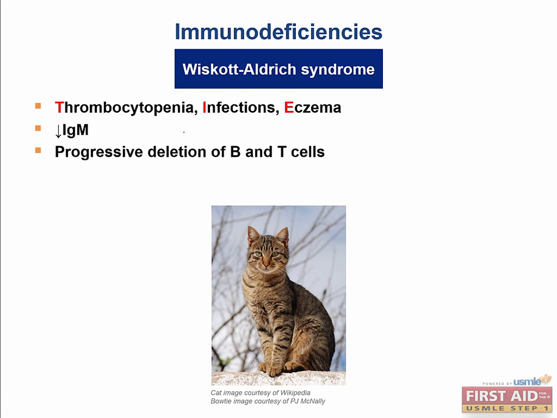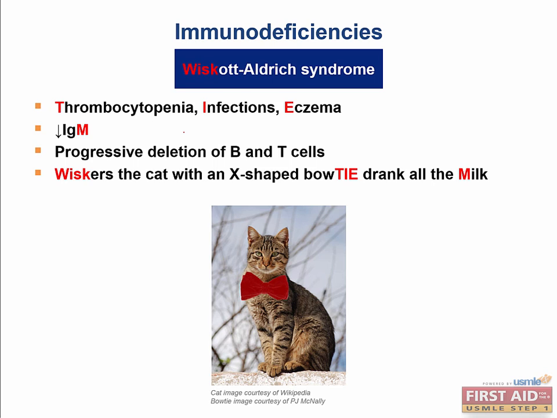And how I remember it is Whiskers the cat with an X-shaped bow tie drank all the milk because he lapped up all of the IgM for milk. All right, and bow tie, because that's the triad, and Whiskers the cat, because it's Wiskott-Aldrich syndrome. Also X-shaped, I say that because it's X-linked as the mode of inheritance.